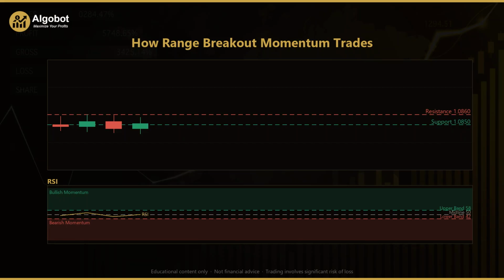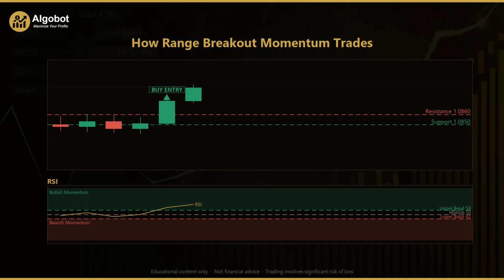Price is drifting sideways in a tight range, with the highs repeatedly stalling near the resistance line and the lows holding around support. Notice the RSI down below. It's hovering right around the 50 midline, ticking just above and just below. Neither buyers nor sellers have taken control yet, so the strategy simply waits. There's no breakout and no momentum agreement, so it does nothing.